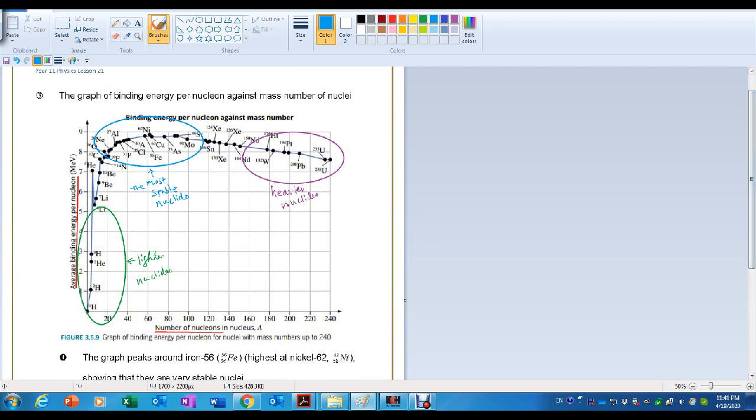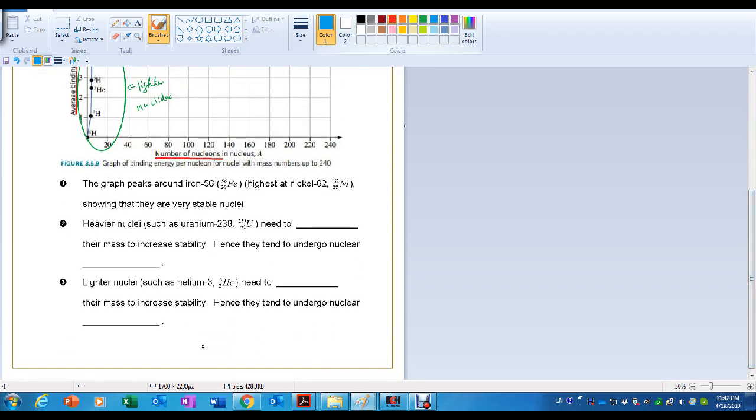So this is a very important idea. You see, for lighter nuclei, they are not stable enough. For the heavy part of the spectrum, they are not as stable as the middle part. So the middle part, that means the medium-sized nuclei, they are the most stable. All right, so that's the conclusion. We see that the graph peaks around iron, highest at nickel, showing that they are very stable nuclei.